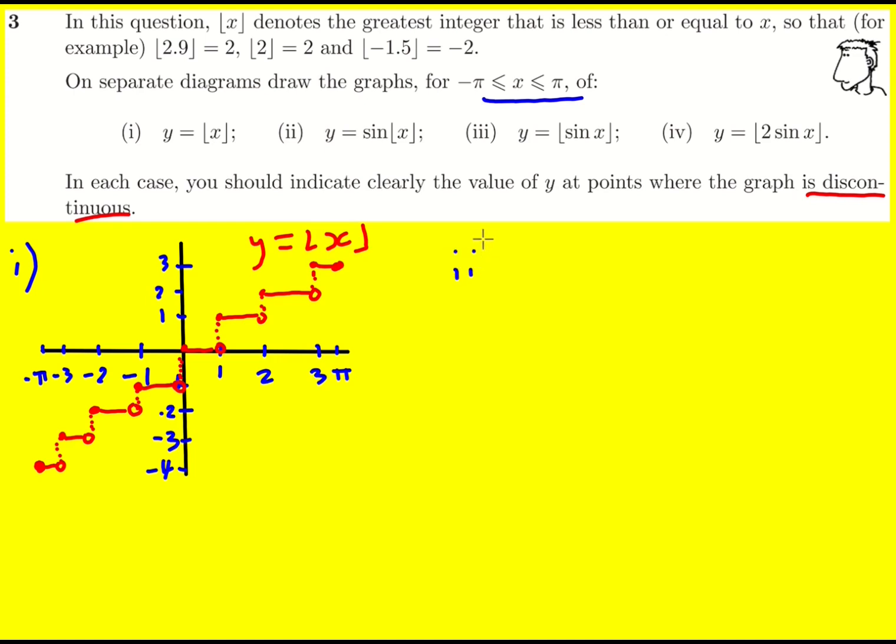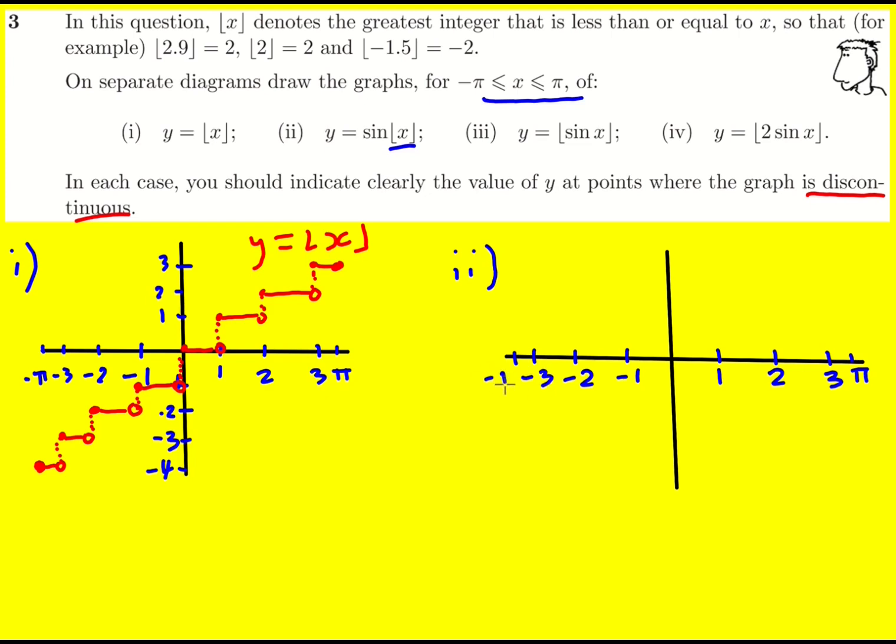On to the next one. We're asked to plot y equals sine of the floor function of x. Well, we have the floor function of x to look at. So again, some key values are going to be taking place because it's the floor function of x. It's going to be again at 1, 2, 3, 5. And then we just need to think about finding sine of each of these values.